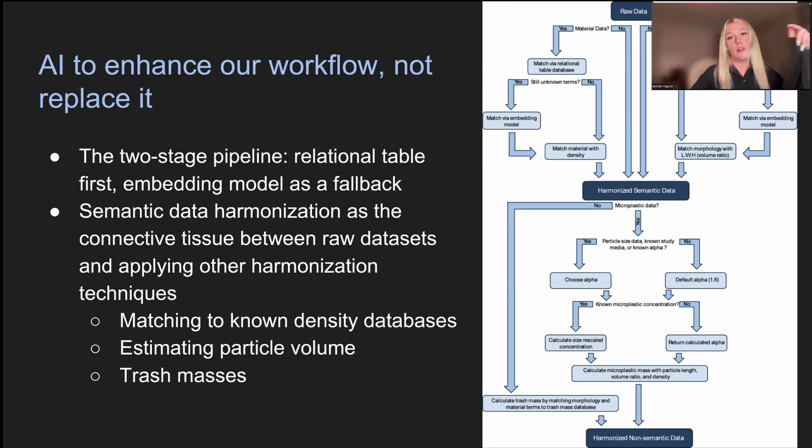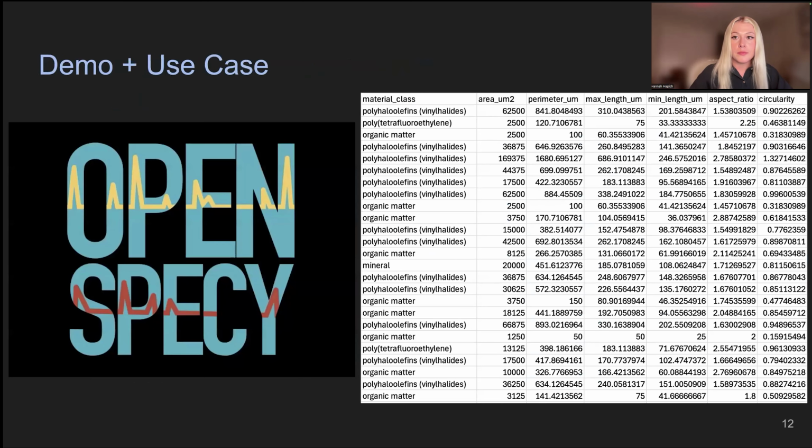Lastly, this wasn't as focused on so far in this talk, but we can also use the material morphology information from trash data sets to estimate a mass for them as well, because they have their own relational table database mirroring the microplastics one, and we have mass estimates for some of those items as well. So now I'll transition into a short demo of the tool itself and go over a quick use case.